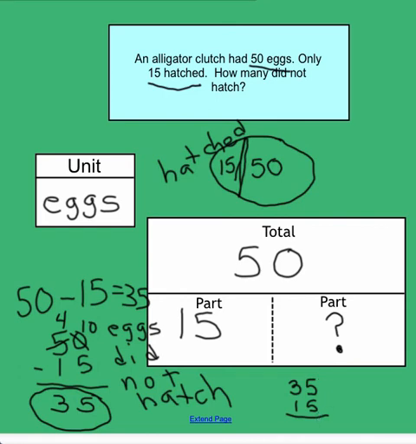5 and 5 is 10. Carry that 1, 3, 4, and 5, and notice it checks. We arrive back at the same answer. This tells me I did my work correctly.